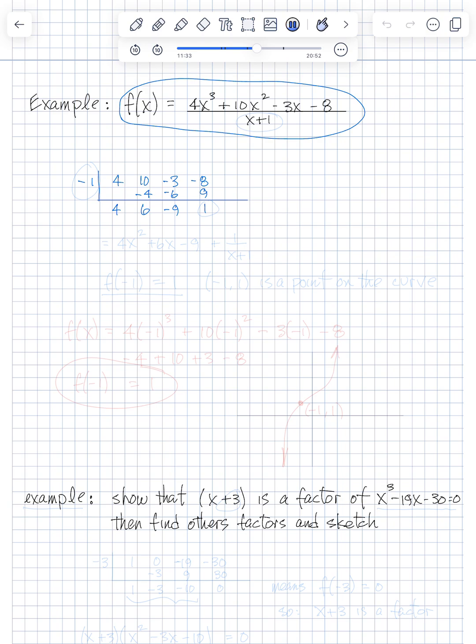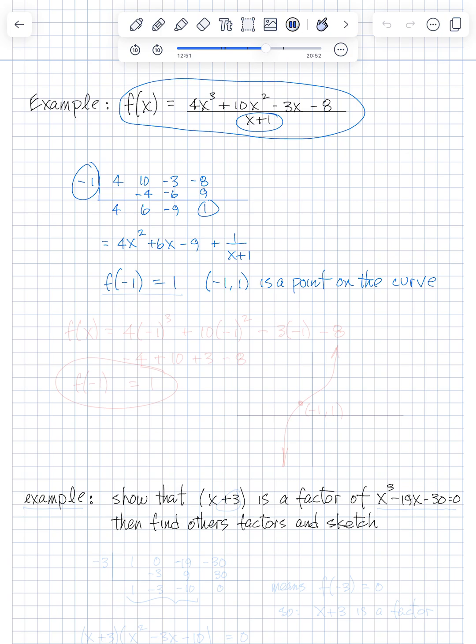And so since we started with a 4x cubed, the answer is going to be 4x squared plus 6x minus 9. And then we have plus 1 over the original divisor, x plus 1. Now, what's interesting, we can look at this and say, well, f of negative 1, that's this value here, is equal to 1, which is that value, which means the point negative 1, 1 is a point on the curve.